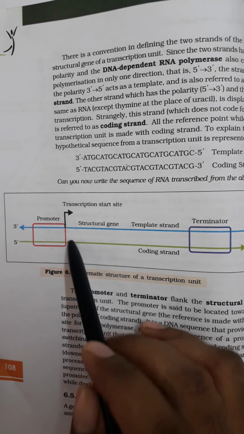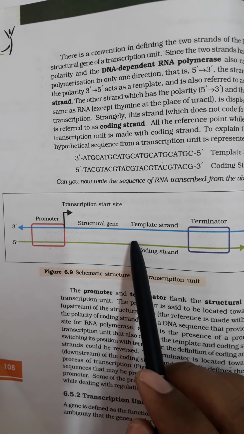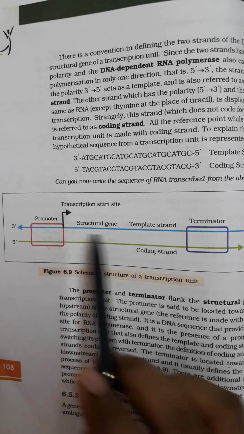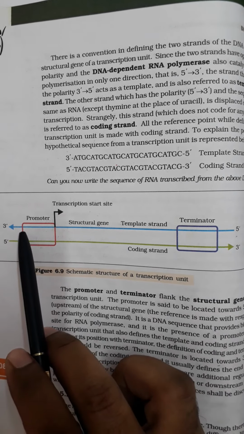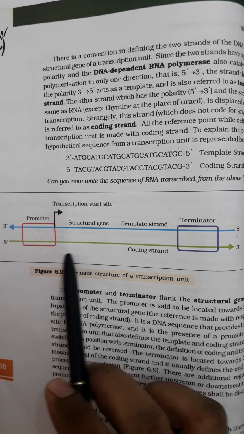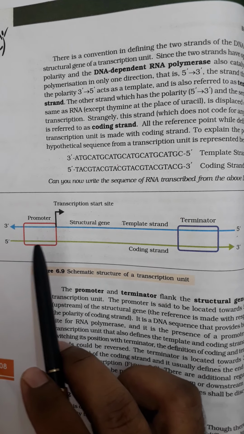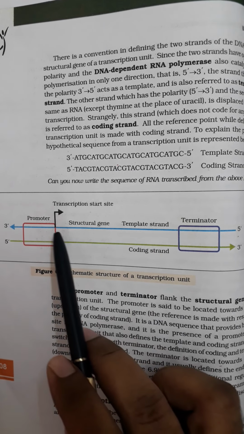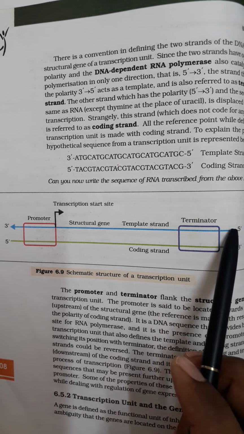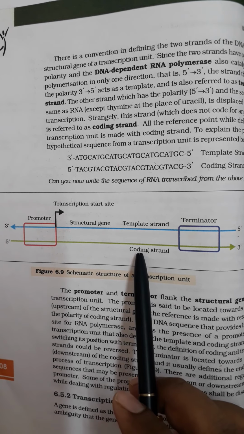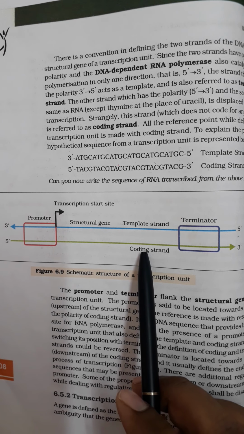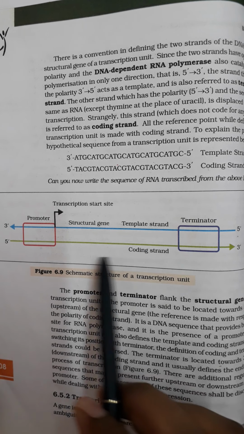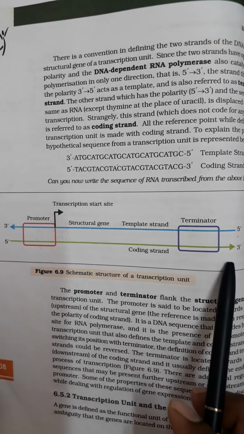Look here. How many strands are there in a DNA molecule? Two strands. What is the polarity? One strand has polarity 5' to 3', and the opposite strand has polarity 3' to 5'. Among these two strands, one acts as the template strand. The template strand has polarity 3' to 5'. The other strand is not involved in the synthesis of the RNA molecule. That strand is known as the coding strand, and its polarity is 5' to 3'.